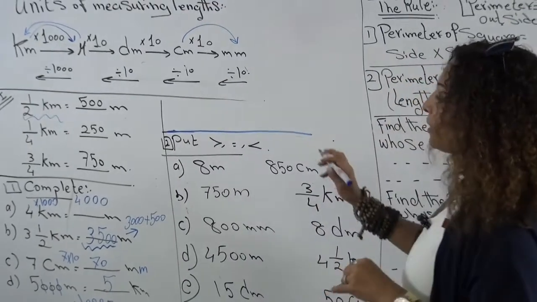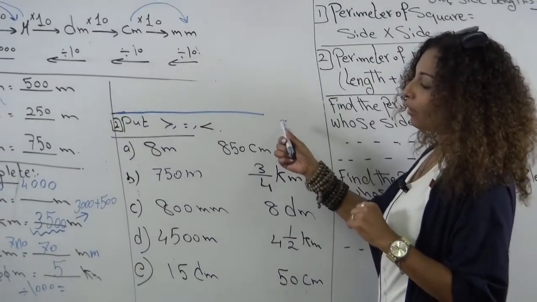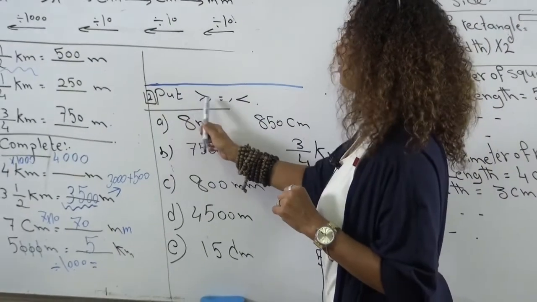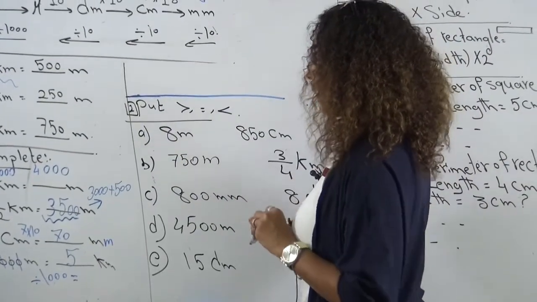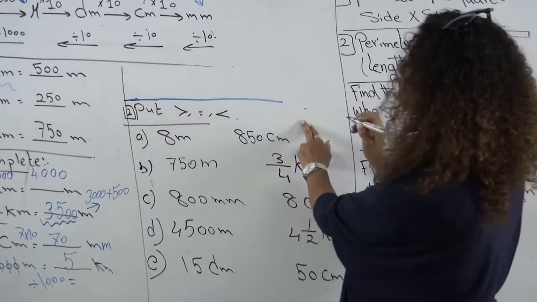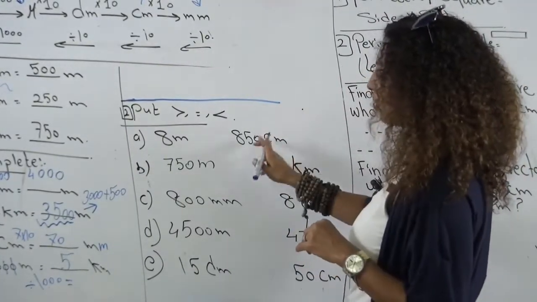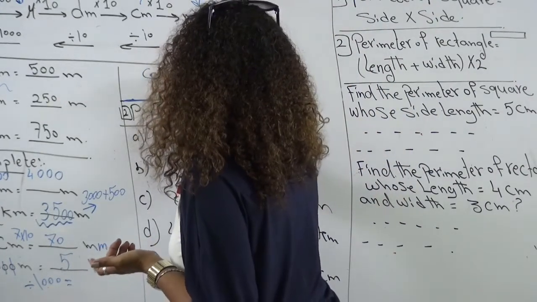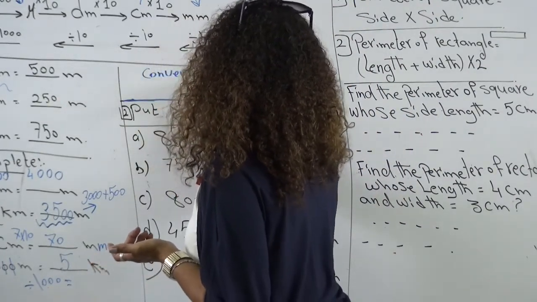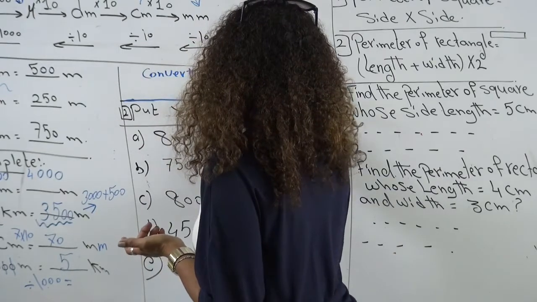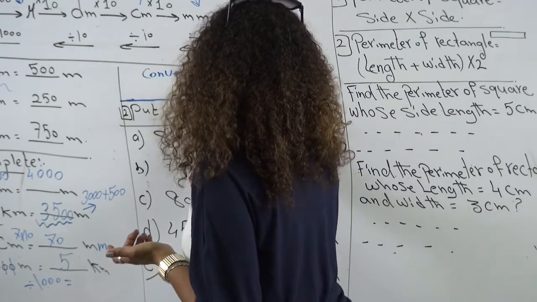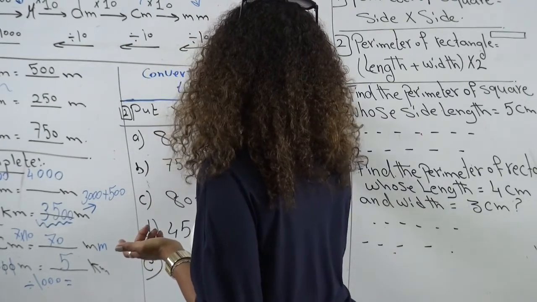Okay, let's move to the next type of examples in this lesson. We are going to put which is greater, equal, or smaller. So it's very important to make the 2 units the same. So convert the 2 units to be the same, to make the comparison easy.